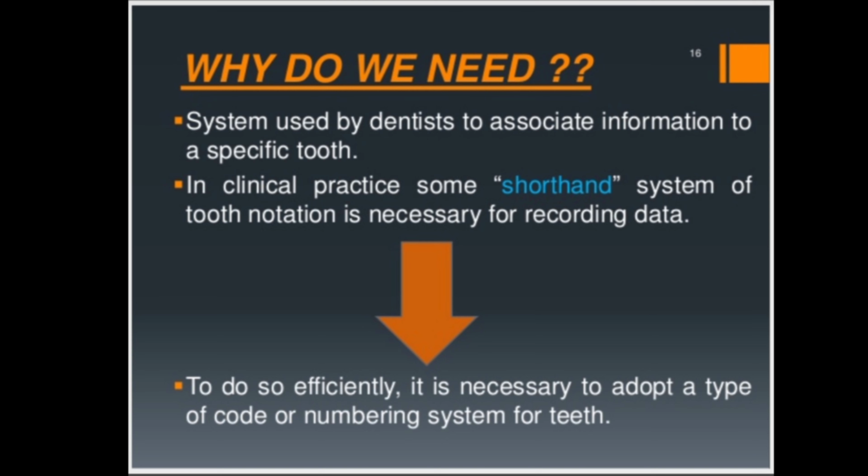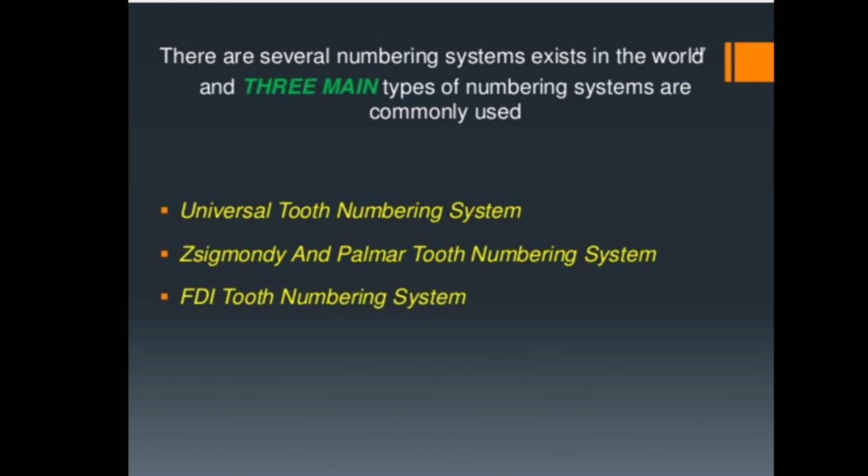Now as we know why we need the tooth numbering system, we shall further talk about the different types of tooth numbering system. There are several numbering systems that exist in the world, and three main types are commonly used. The first one is the Universal tooth numbering system, the second one is the Zsigmondy-Palmer tooth numbering system, and the third one is the FDI tooth numbering system, which stands for Federation Dentaire Internationale tooth numbering system.